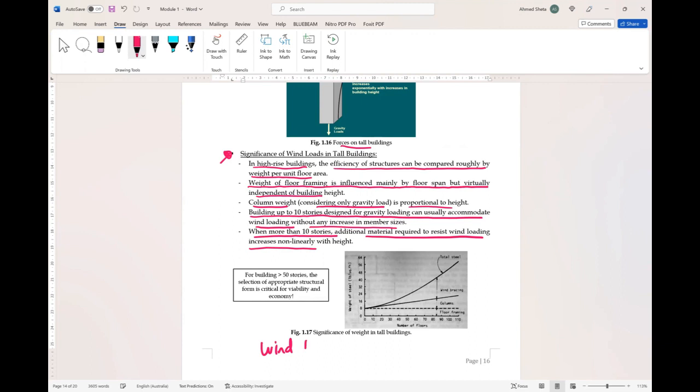So wind loads are more significant when a building exceeds 10 stories.